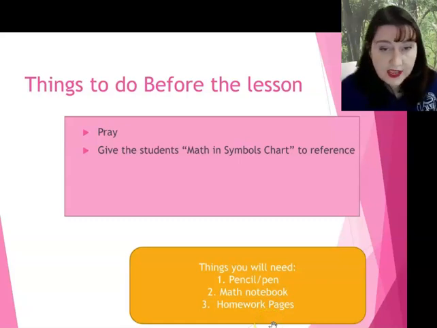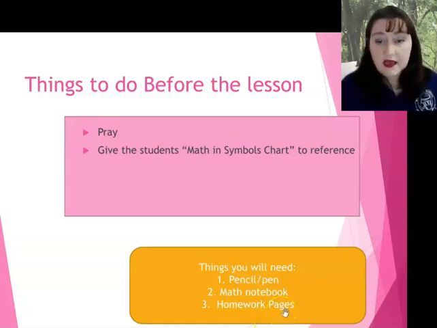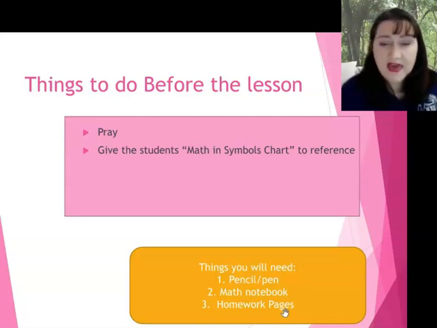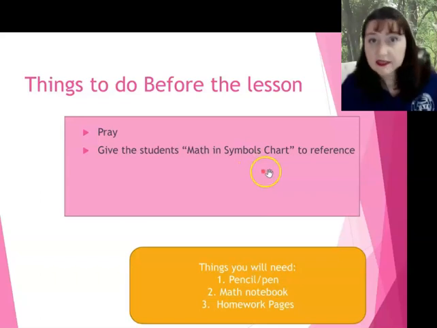Make sure you pray and have a notebook available for your actual class, and make sure you have this math and symbols chart that is in the actual classroom.